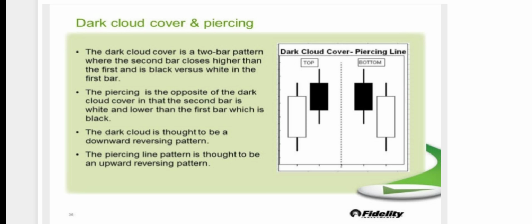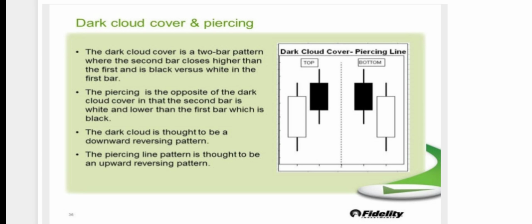You want to also bear in mind the second bar has to close higher than the first and is black versus white, meaning that it was down versus up. And it's just the opposite for the bottom, or a piercing line. Now you've got a down day, and then follow that with an up day. And you want to make sure that the piercing line is the opposite of the dark cloud cover in that the second bar is white, meaning an up day, and lower than the first bar, which is black. So even though it's up, it still doesn't go up above the entire down day. Dark cloud is thought to be a downward reversing pattern, and the piercing line an upward reversing pattern. Not real great data on whether they're above average, basically, as far as indicative going forward.